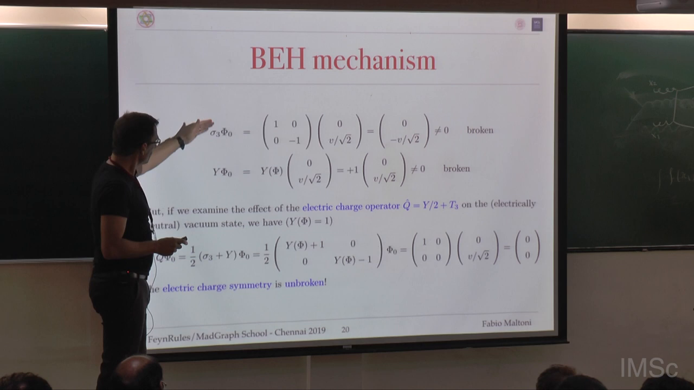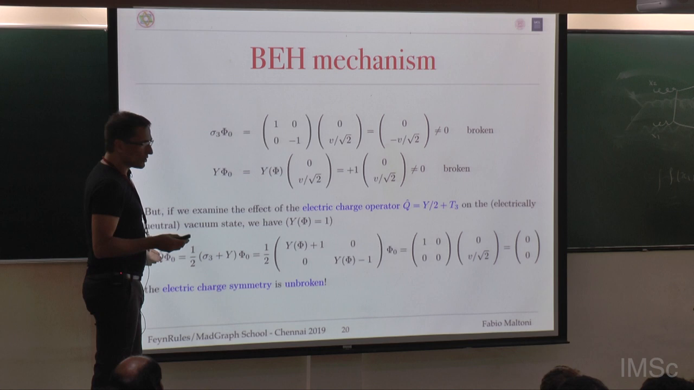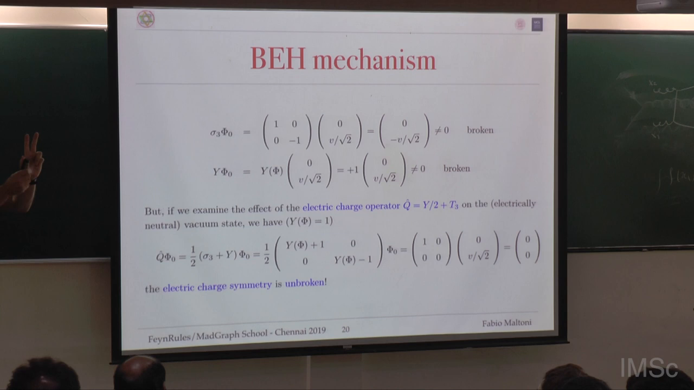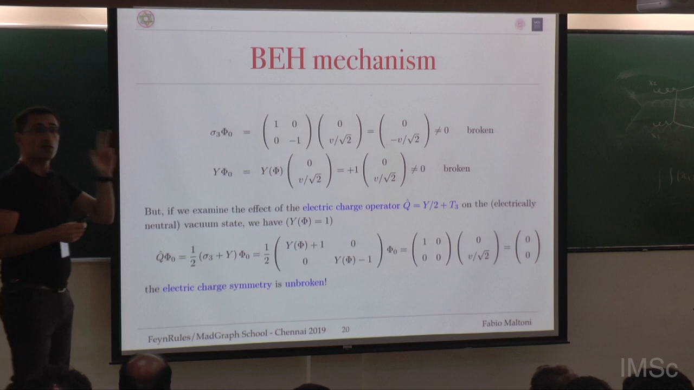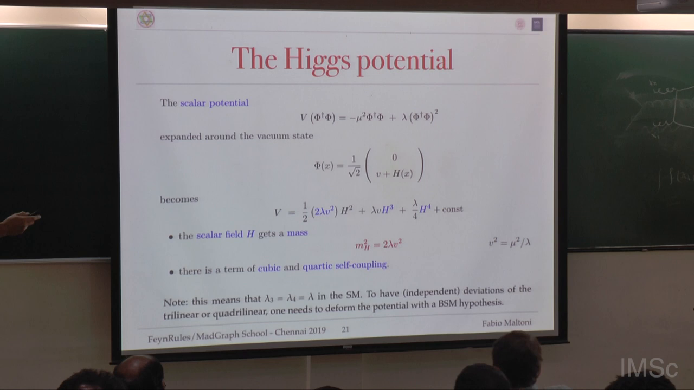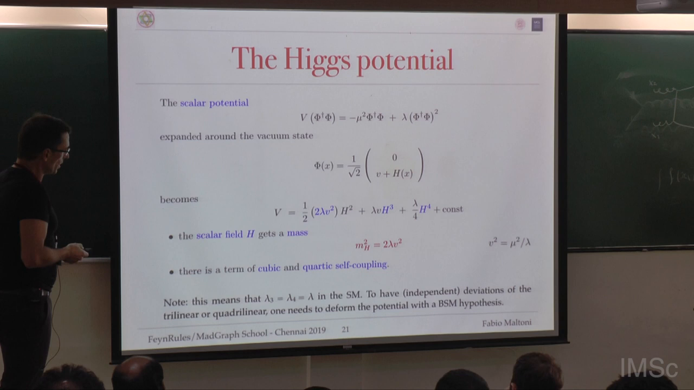They're all broken. Apparently there are four directions which are broken, but in reality there are only three which are broken, one is unbroken, and this direction which is unbroken is the photon direction. So I've broken three symmetries out of SU(2) times U(1). So for the Goldstone theorem, I will have three pseudo-Goldstone bosons, and these three pseudo-Goldstone bosons will end up as massive, as components of the longitudinal vector bosons.